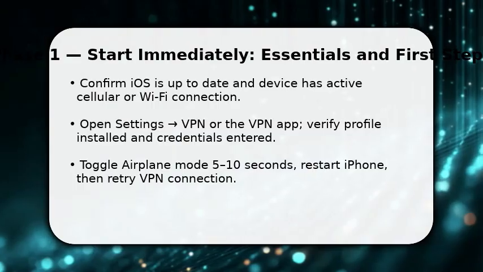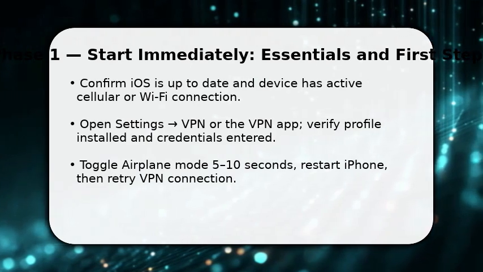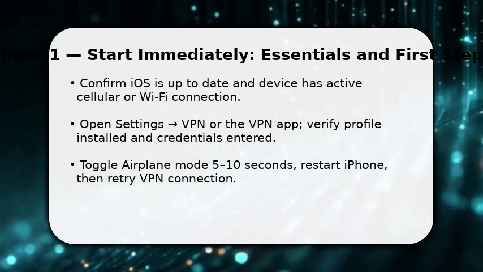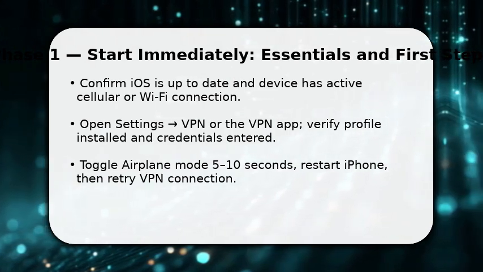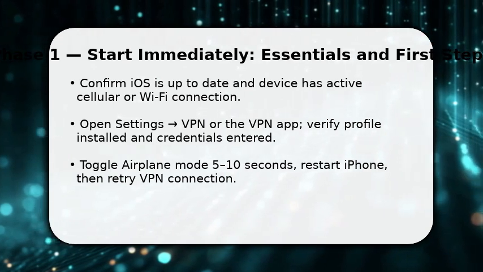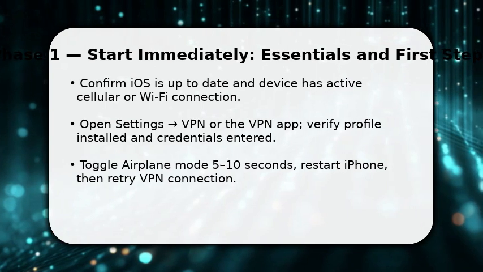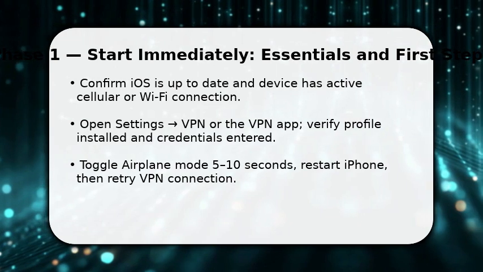Enjoy the video. You start by making sure the basics won't block the VPN. Check iOS for updates and confirm you have a working Wi-Fi or cellular link, since a flaky network causes most failures. Open Settings, then VPN, or launch the provider app and verify the profile and credentials are present. This ensures the client can authenticate.